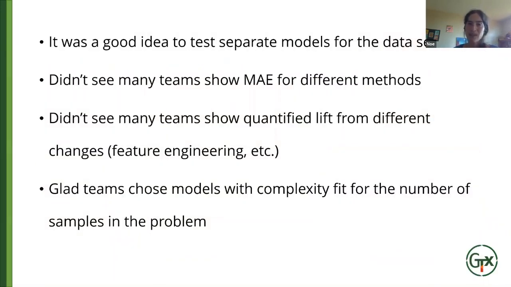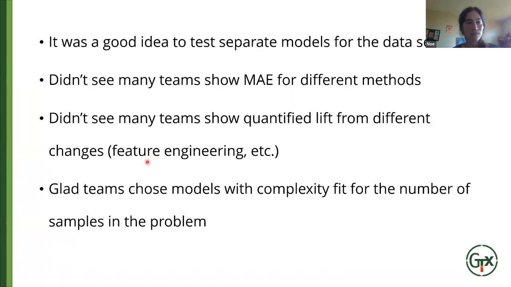In general, I also saw that several teams made separate models for the different basins. I thought that was nice. I would have also liked to see, again, the mean absolute error for those different models to see how much lift we are getting from doing that. For the presentations that I saw, I didn't see enough teams showing the mean absolute error for the different methods. I also would have liked to have teams decide on a baseline model of some performance and then show me what the quantified lift was from different changes that they did. I know a lot of teams talked about some changes, but I would have liked to see numbers. When you did this feature engineering, how did that improve the results?